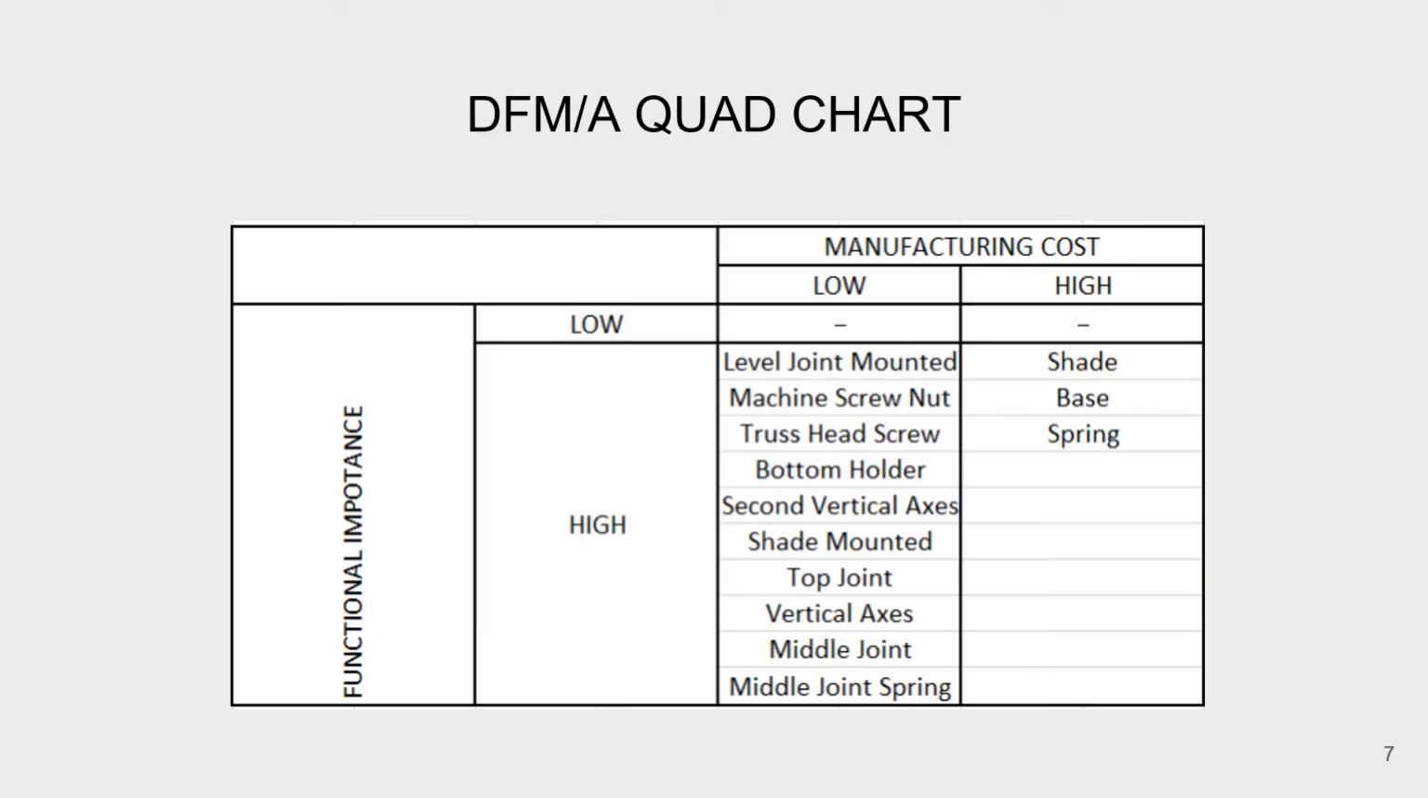Let's move on to the DFMA chart. As we can see, most of the parts fall under the low-cost, high-functionality category. Therefore, the product itself seems to be fairly optimized. However, three parts, namely the shade, base, and springs, seem to have high costs and high functionality. Therefore, we should apply the principles of DFMA to these parts in order to help cut costs.